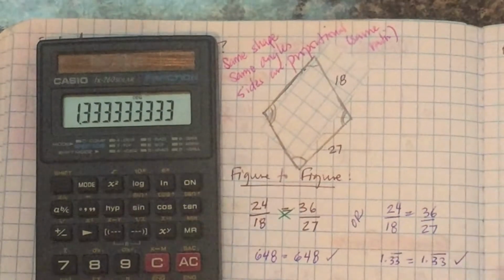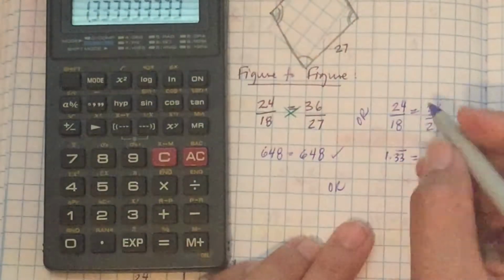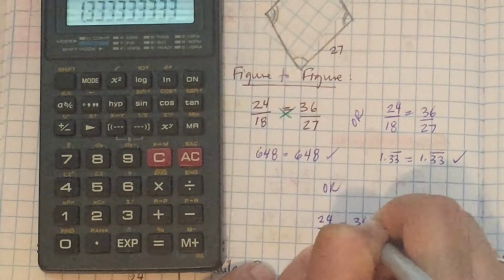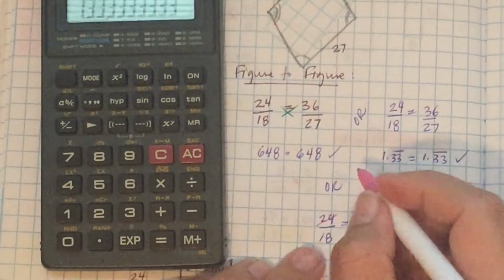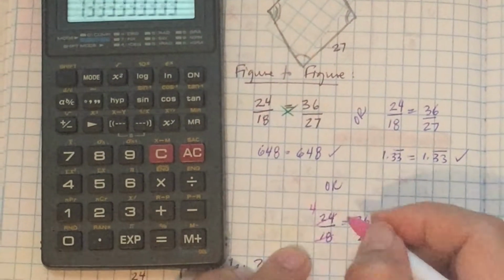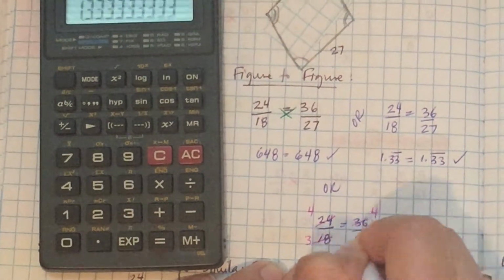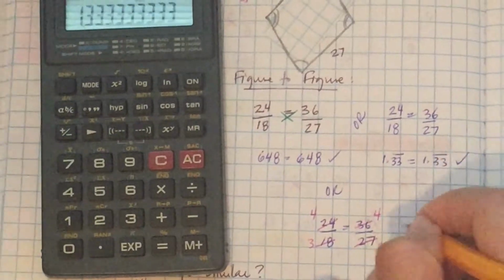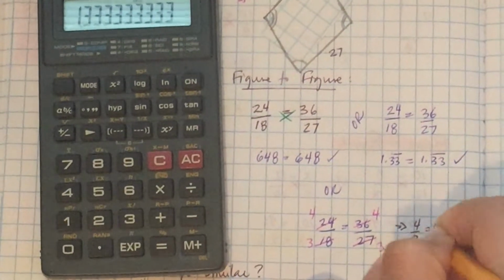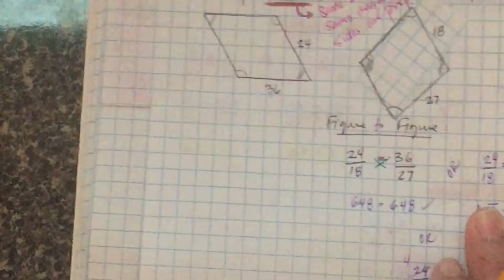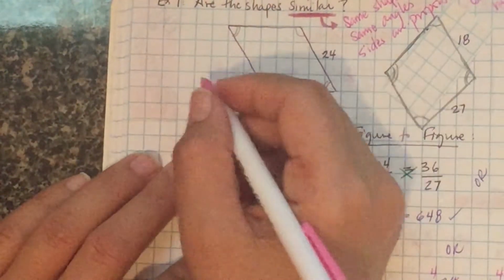Or you could do it one other way, which is just by simplifying the fraction. So what goes into 24 and 18? 6 goes into 24 4 times, and into 18 3 times. What goes into 36 and 27? 9 goes 4 times and 3 times. So 4 over 3 is equal to 4 over 3. Yes, it is. They're proportional. So 3 ways of proving proportionality, depending on how the question asks you to do it.